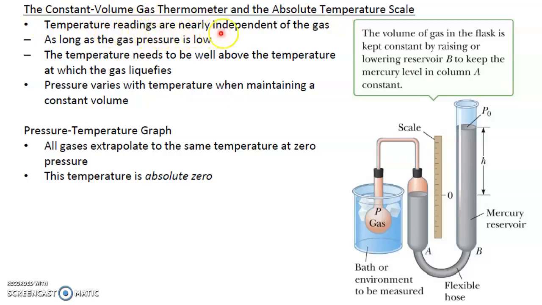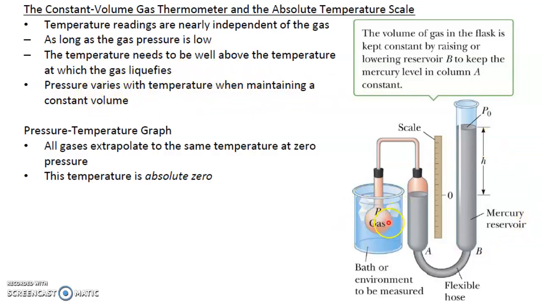Temperature readings are nearly independent of the gas as long as the gas pressure is low, and the temperature needs to be well above the temperature at which the gas liquefies, meaning that we can repeat the experiment with a different gas as long as the gas pressure is low and the temperature is above that at which the gas liquefies. Pressure varies with temperature when maintaining a constant volume.